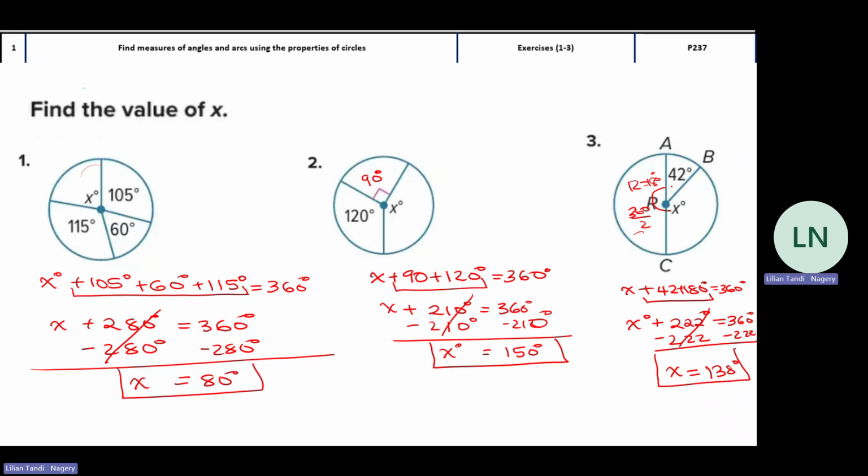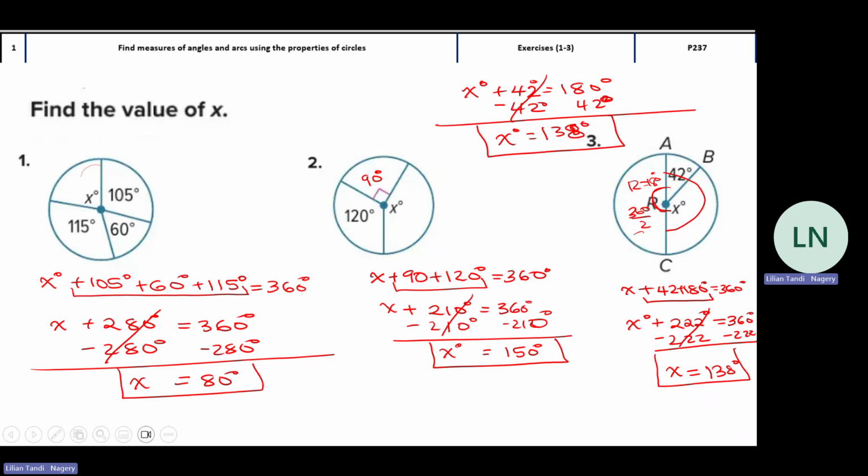Another way I could have done it: because this side is 180, this side should also be 180. So I could have just said angle x plus 42 should equal 180 degrees. Then I subtract 42 degrees on both sides. So x should be 138 degrees. Okay, so I've shown you two different ways of doing the same question.